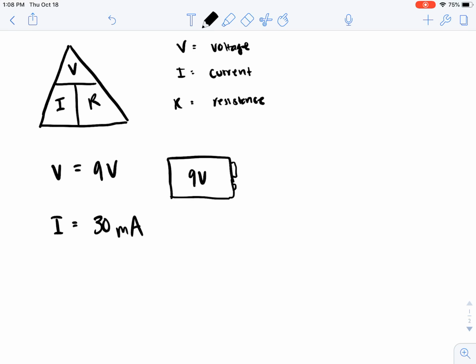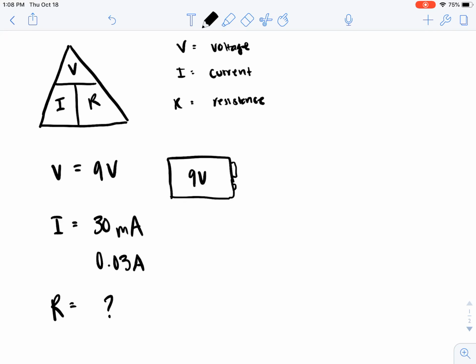So it's always good practice to be able to understand how to convert milli to just amps, or for example, kilowatts in the future to watts. So in this case, 30 milliamps is the same as 0.03 amps. So we have a 9-volt battery, and we have 0.03 amps. Now we don't know how much resistance we need.